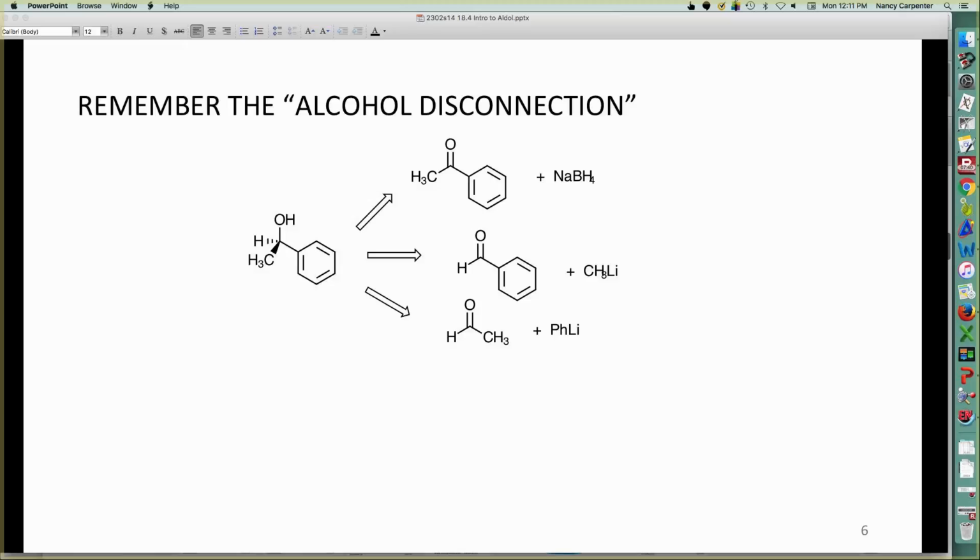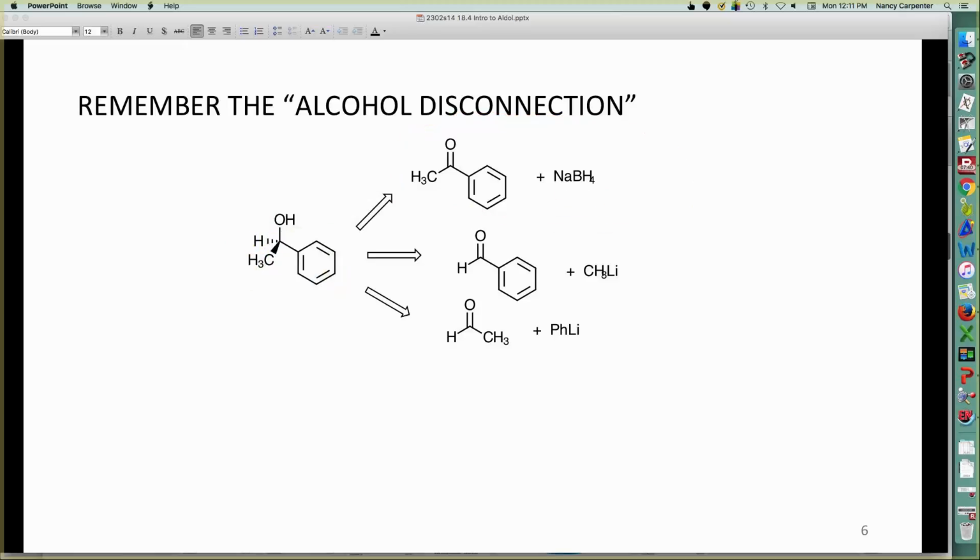Alternatively, I could kick out H minus. Okay, and again, this is not a mechanism. This is just thinking about how can I make this. If I do that, that's a reduction. I would add H minus to this skeleton, which happens to be acetophenone.